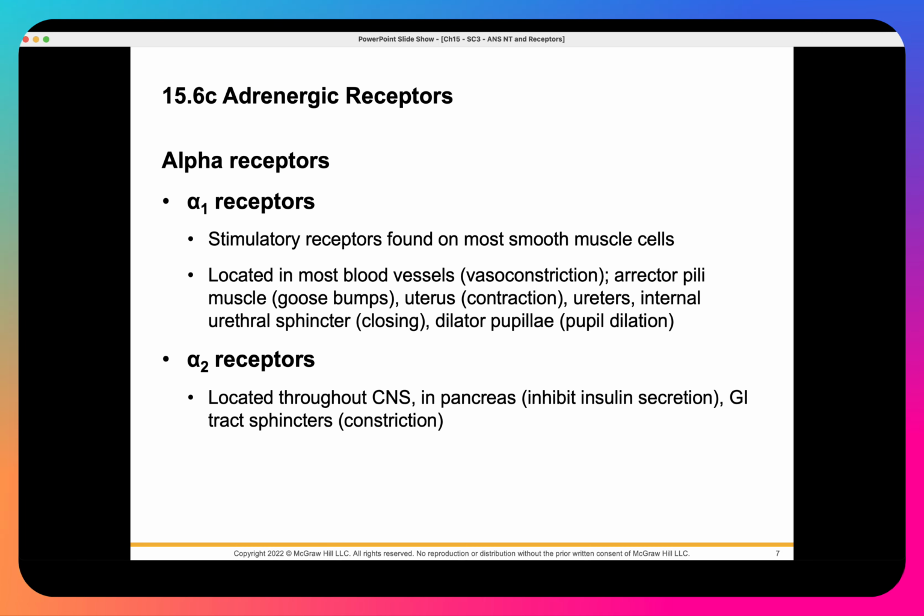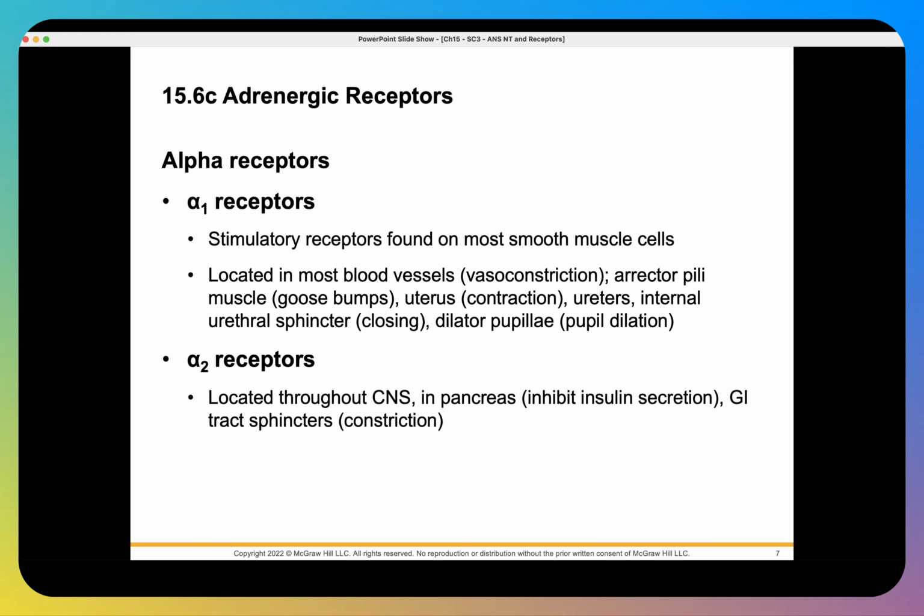The alpha receptors that I want you to be most comfortable with are the alpha-1 receptors. These are going to be stimulatory, and we're going to find them on most smooth muscle cells. Let's think about most blood vessels, specifically those going to the organs of digestion. That's going to result in vasoconstriction. The erector pili, those are goosebumps. We also have uterine contraction, ureters, the internal urethral sphincter closing, but also pupil dilation.